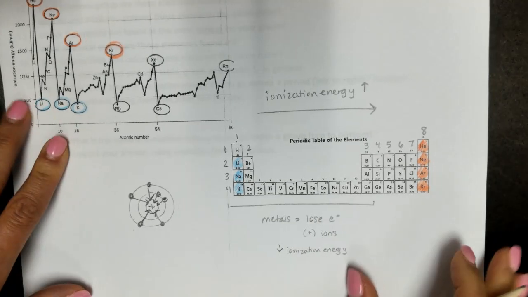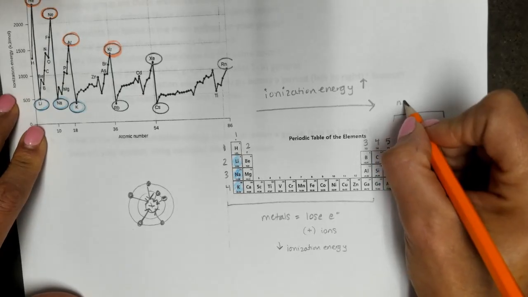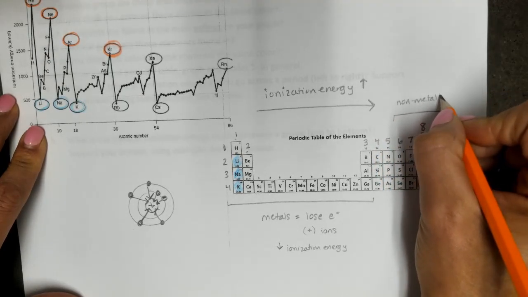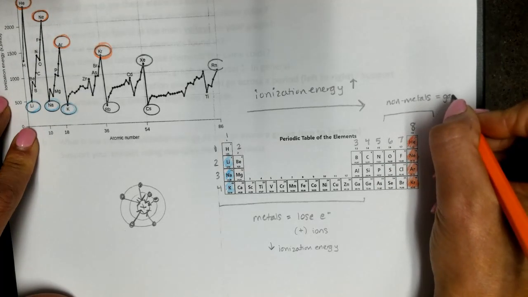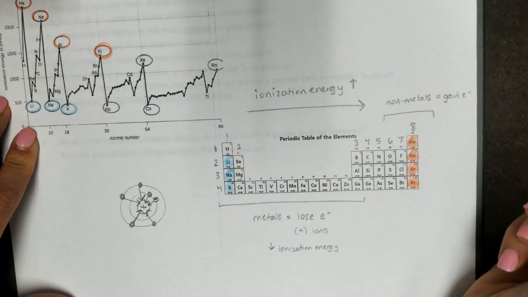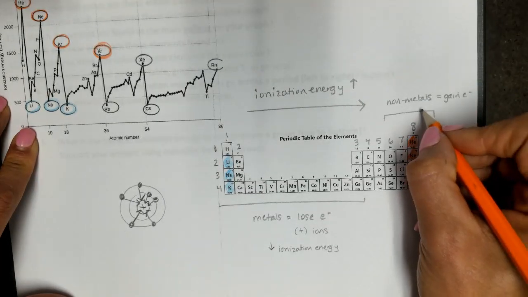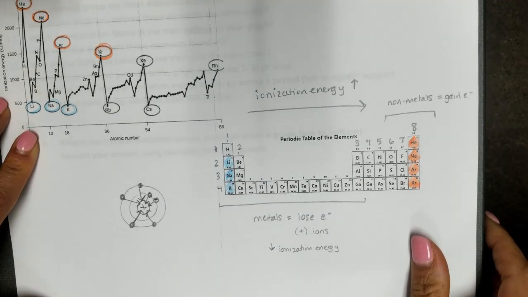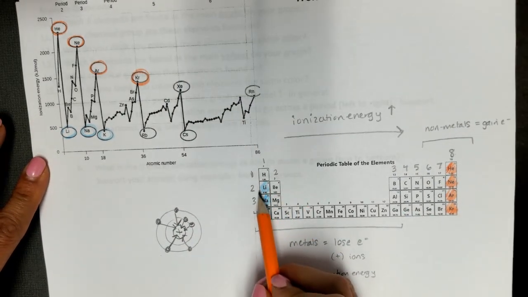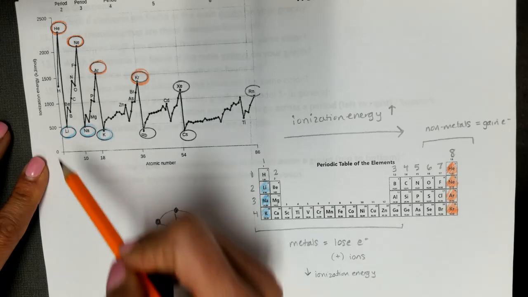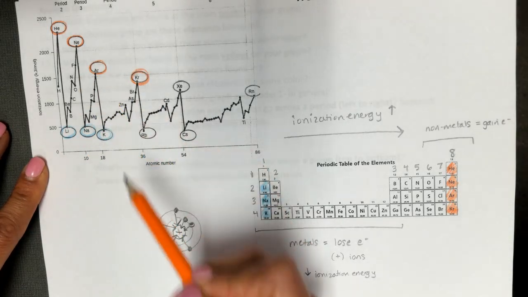Okay, now our elements on the right side, these are the nonmetals. And nonmetals are really close to having that full octet. So they want to gain electrons. So they're going to have a much higher ionization energy because they want to hold on to those electrons. And this graph right here supports that. So we already looked at what happens as we go left to right, showing that as we go left to right across our periods, that ionization energy increases.